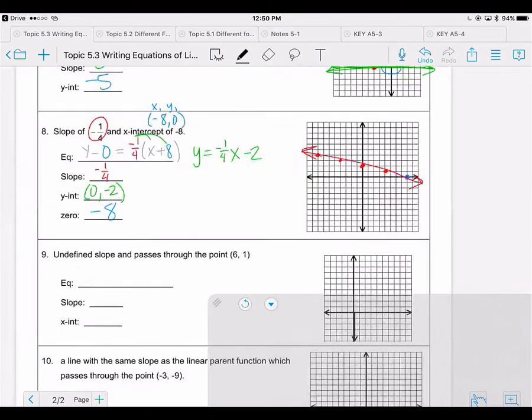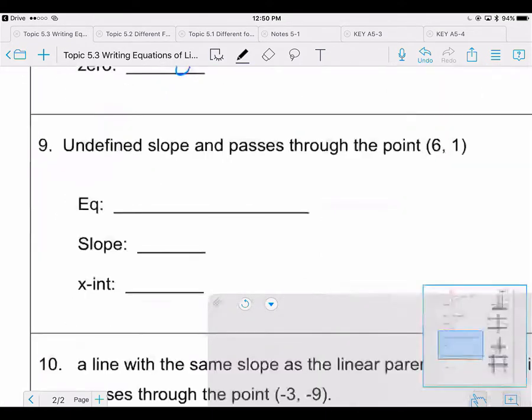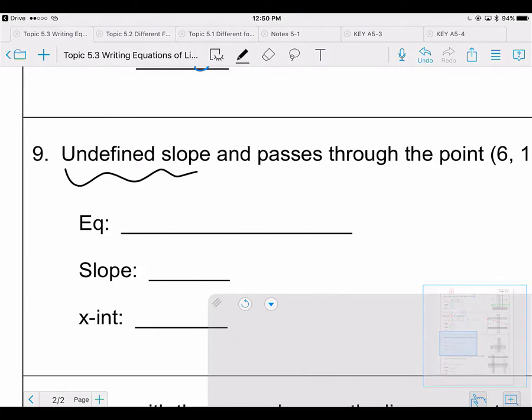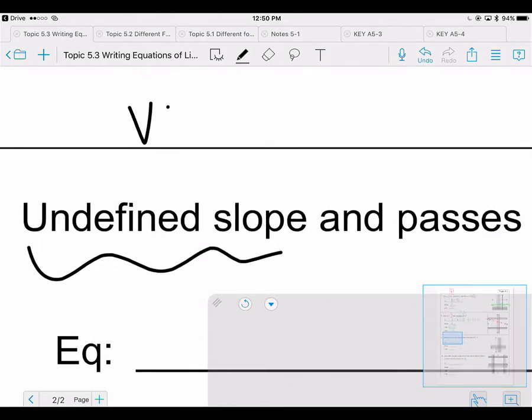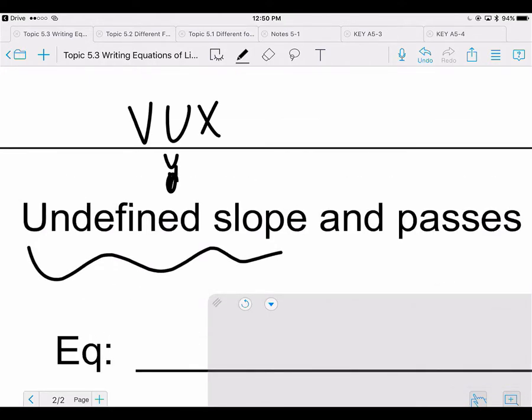So for problem 6, we were given the slope and an x-intercept, so point and slope. You can plot your point and use your slope to continue. You can also use point, slope, and convert. Problem 9 is another special case because our slope is undefined. Remember, that means vertical. Vertical has undefined slope and goes through the x-axis.